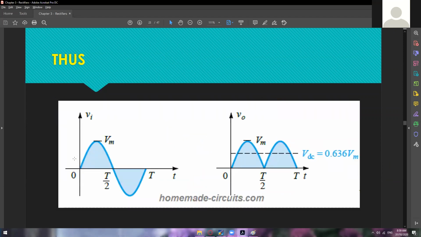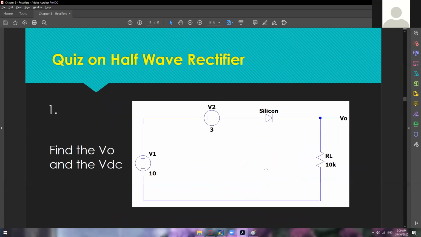So thus, our positive will conduct, and then our negative will also conduct. So you can write this one like this. If we have these two shapes, it's like two mountains. So this one is completely full wave rectification, unlike the half wave.